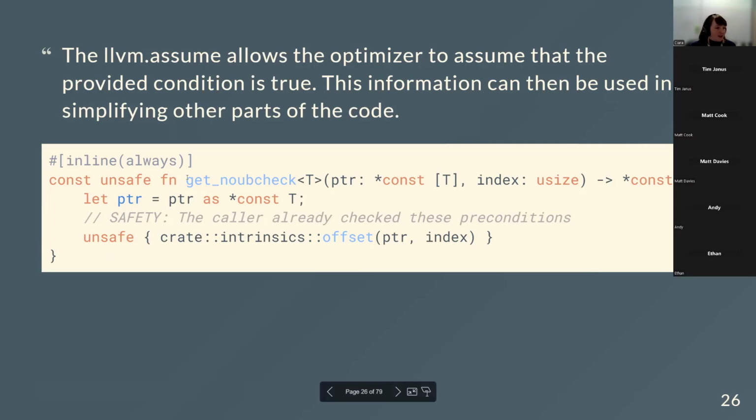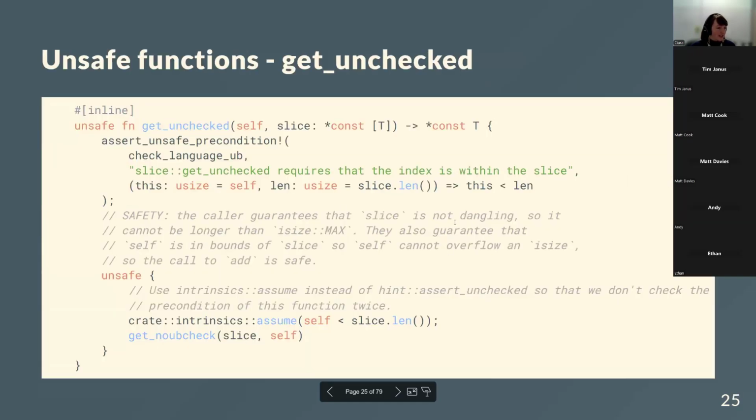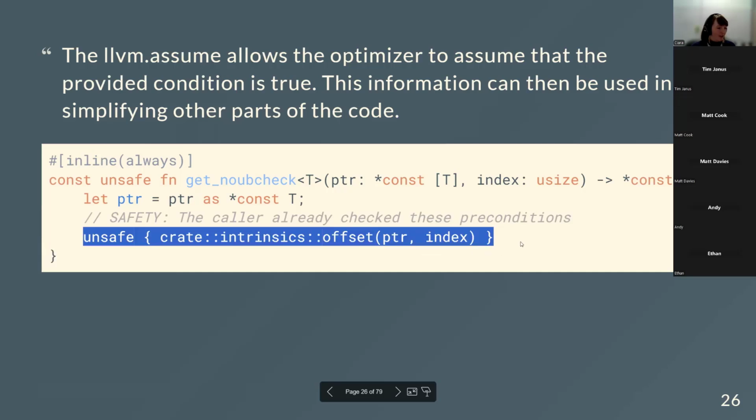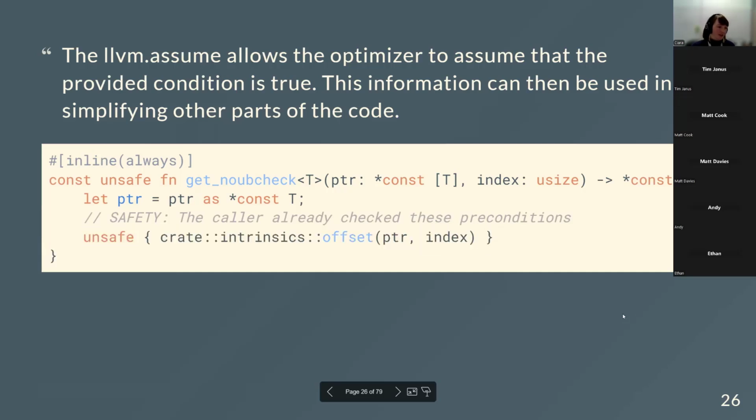And then this is the actual inner check. So this is what's actually doing the get unchecked here. No undefined behavior check. So now we're calling down into an actual intrinsics method. And again, the caller's already checked the preconditions. We've just forwarded it all the way down. But fundamentally, it was us at the very calling point that had to satisfy those conditions.